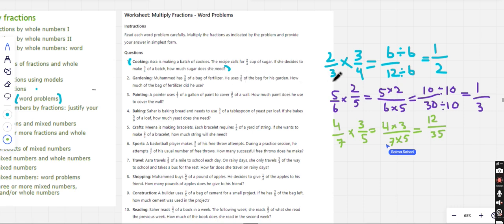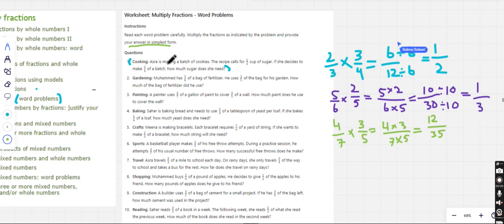So we have 2 out of 3 times 3 out of 4. 2 times 3 we get 6, divided by 3 times 4 we get 12. So 6 out of 12. Now write your answer in simplest form. 6 and 12 have a common factor, so we divide both by 6. 6 divided by 6 we get 1, and 12 divided by 6 we get 2. So our answer is 1 over 2.